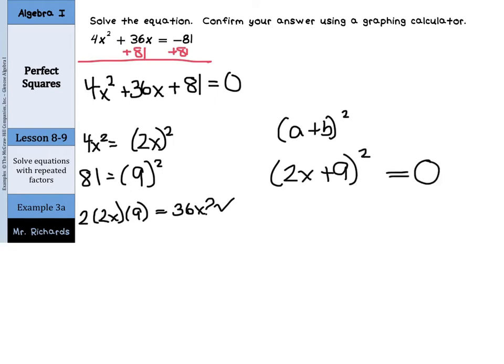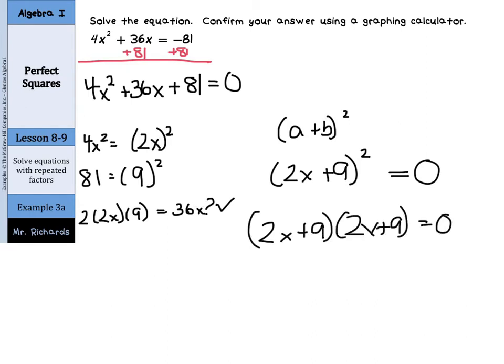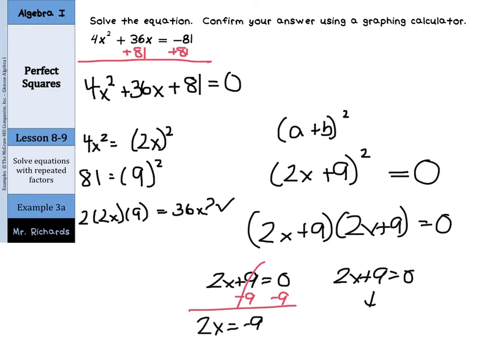Well, that's going to equal 0. So I'll have 2x plus 9 times 2x plus 9 equal to 0, which means I can set the equation up: 2x plus 9 equals 0, and 2x plus 9 equals 0, but there's really no point in solving this one twice. So I'll just subtract 9 from both sides, left with 2x equals negative 9, divide by 2, and x is equal to negative 9 halves.